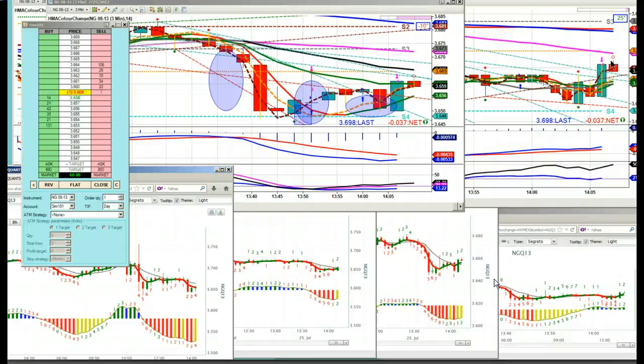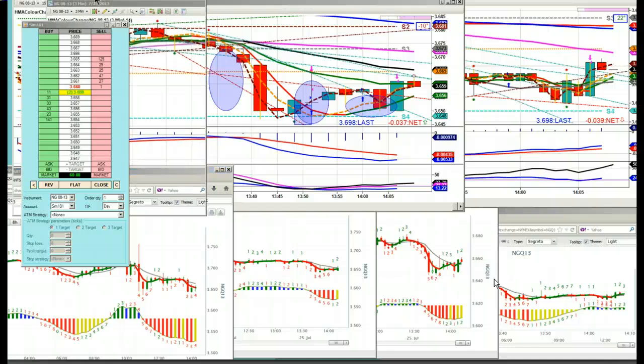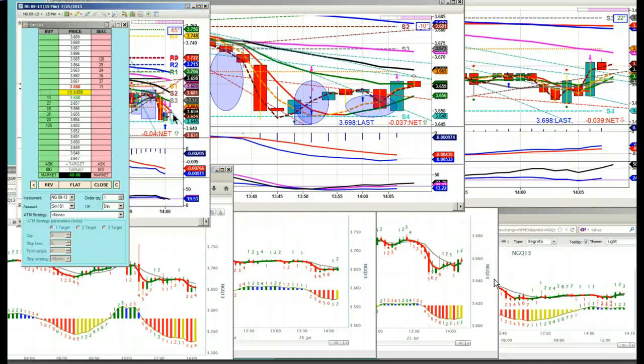Okay, but we're still only at a number 4. We could continue lower to a number 8 because that 15-minute is still the driver. We're still going with that 15-minute moving average. So the 15-minute closed the gap. We could go up to the 50, maybe the 200, and then we could come back down again.